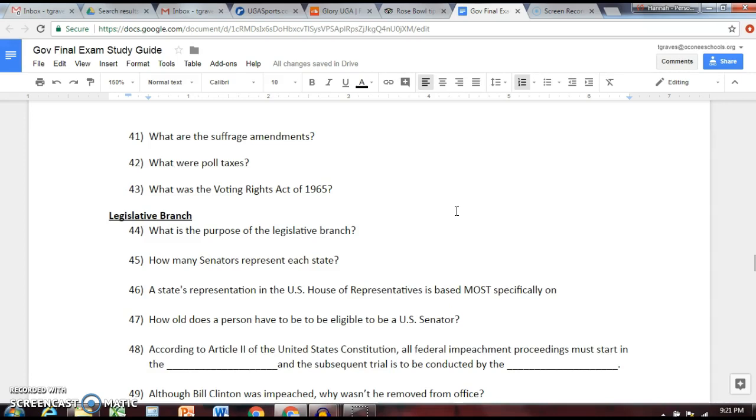Number 46, it's the state's population. That's what the number of representatives they have in the U.S. House is based on. It's how many people live in your state. The more people you have, the more representatives you get for your state. It just makes sense. Number 47, to be a U.S. senator, you have to be at least 30 years old. To be a member of the House, you only have to be 25.